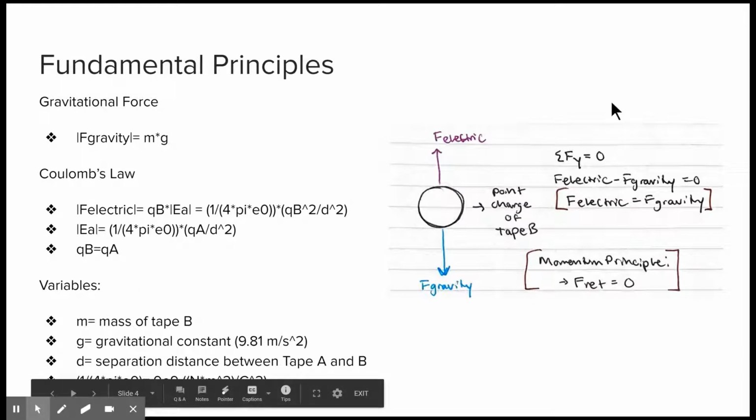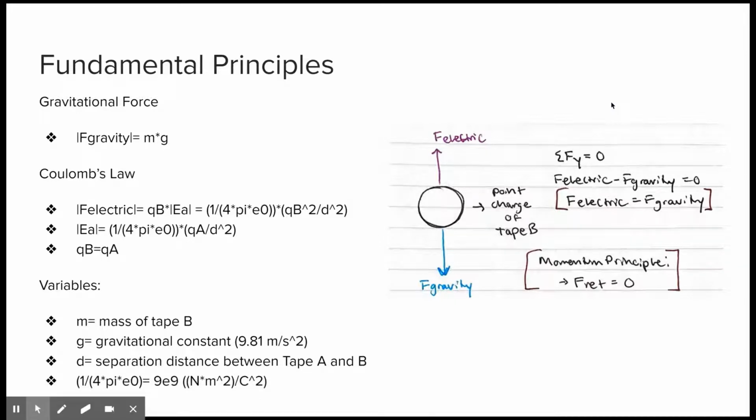To guide my experiment, I employed some useful fundamental principles to verify my findings. Primarily, I used the free body diagram shown here to assume that the net force in the y direction must equal 0 because the momentum of tape B must equal 0, according to the momentum principle. The only forces acting on tape B are its gravitational force as well as the electric force from tape A, which I found using Coulomb's law, listed here.